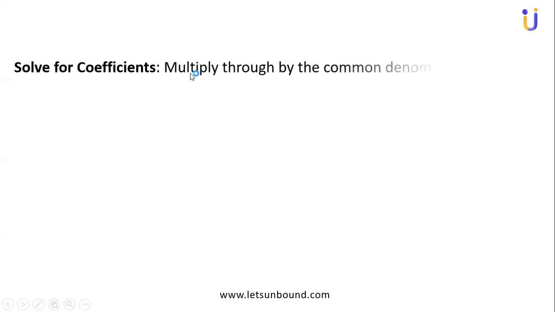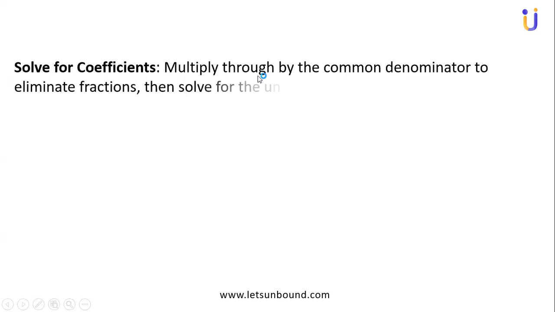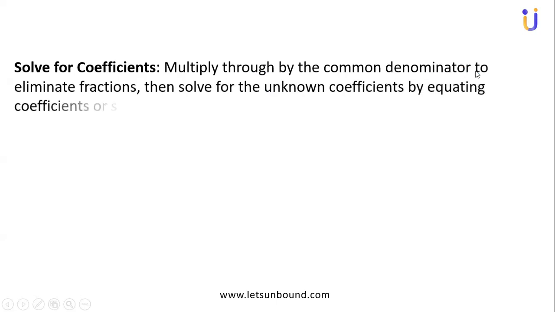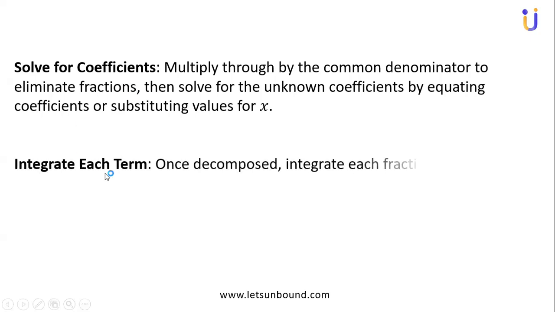Now, how to solve for the coefficients? There are different ways. You can multiply through by the common denominator to eliminate fractions and solve for the unknowns one by one. Mostly we'll get two equations, and there are many ways we can solve. Then after decomposing, you have to integrate each term, each fraction, separately. And there also you might apply different techniques.